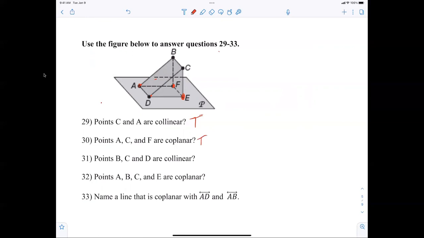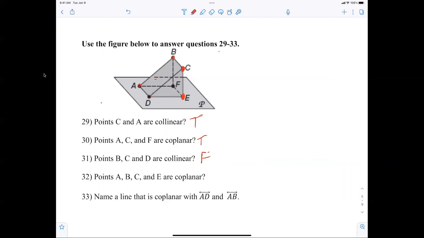B, C, D, are those collinear? Definitely no. Already said that one. Points A, B, C, E, are they coplanar? I don't think so. There's no plane through A. Oh, wait a minute. Yeah, there's no plane through A, B, C, E. Right?